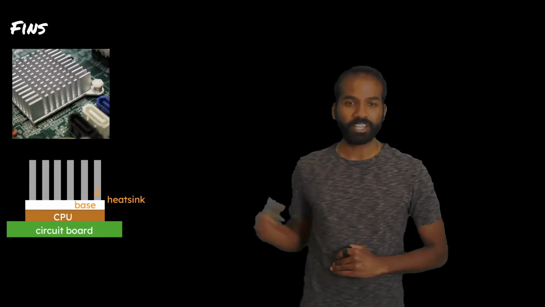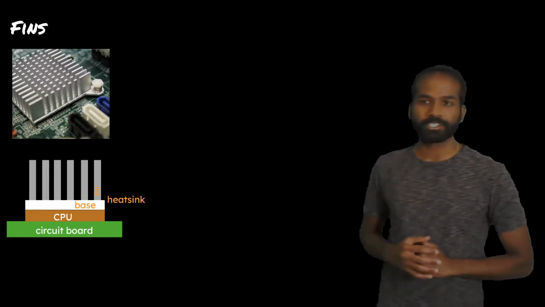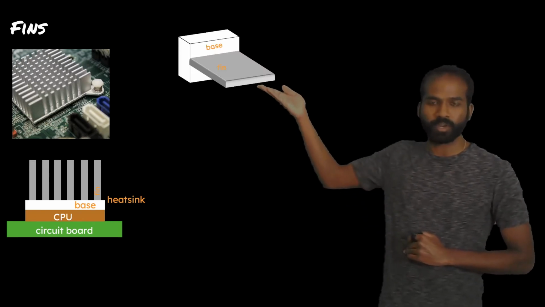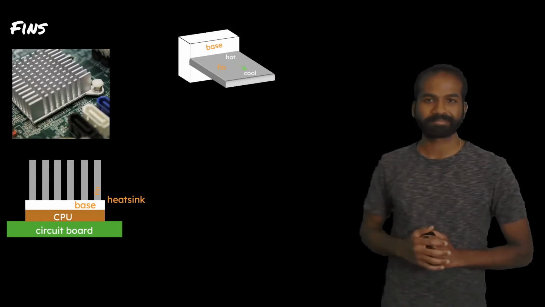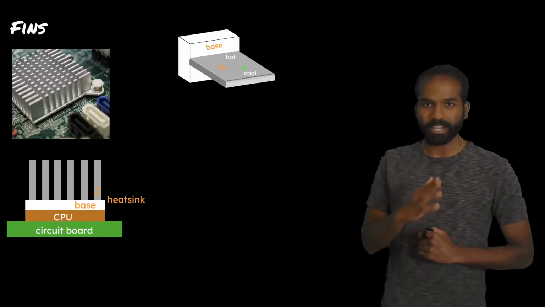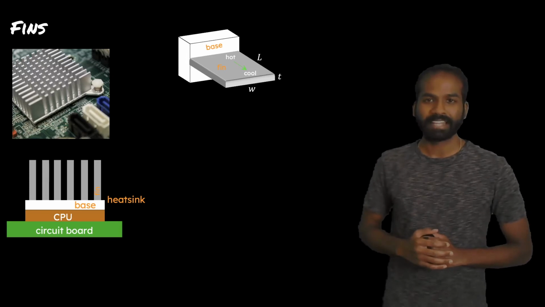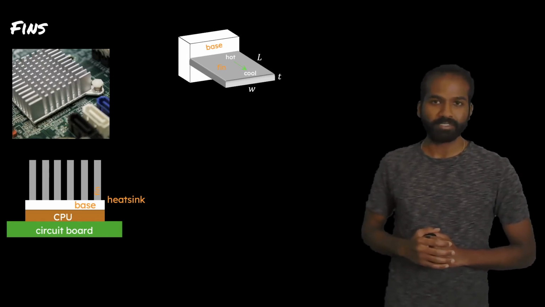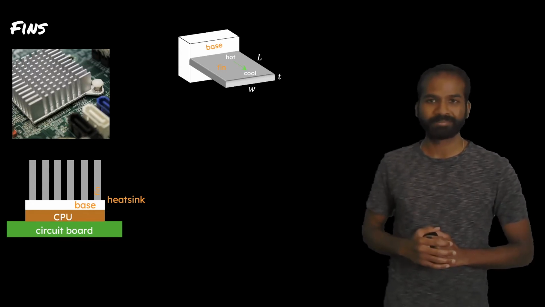Rather than looking at a collection of many fins together, as we have here, we can instead look at just one fin first. This fin, shown here in gray, is on a base, which is the white object behind it. The fin is hottest at its base and gradually cools down as we go to the end of the fin. It has dimensions in L, T, and W. L is the length of the fin, T is the thickness, and W is the width.